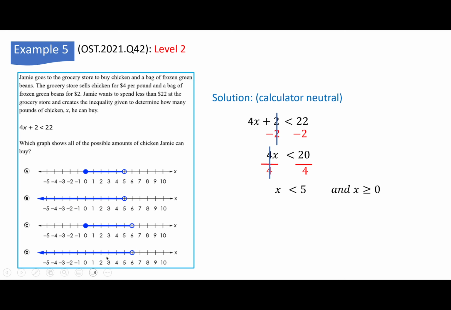Look at your options here. This is a 5, this is a 6, this has nothing to do with the answer. This is a 5 and this is a 6. Now here they did not limit where you are going with, so you can't really buy negative 2 pounds. So this is your answer, it's between 0 and 5. 5 is not included.